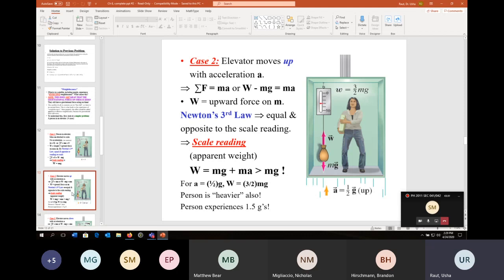It's going to depend on, let's say the earth itself is accelerating, then that would make a difference. So in this case, since the elevator itself is accelerating, it's going to make a difference. So the apparent weight is actually mg plus ma, which is greater than mg. So the person experiences, or the scale reading is actually going to be more, if the elevator is accelerating upward. And I think you can guess what's going to happen if the elevator is moving downward.